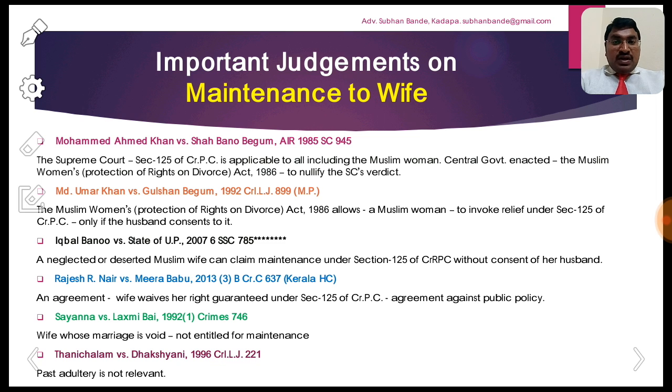This is no bar, that is, making an agreement by the wife in order to waive her right guaranteed under section 125. Next, in Sayanna versus Lakshmi Bai, it was held that a wife whose marriage is void cannot be entitled to maintenance. Just in the previous classes, we discussed that a wife who is legally wedded to a person can be entitled to maintenance under Criminal Procedure Code 1973. If the marriage is void, then she cannot be entitled to maintenance. In Tannichalam versus Dakshayani, it was held that past adultery is not relevant.